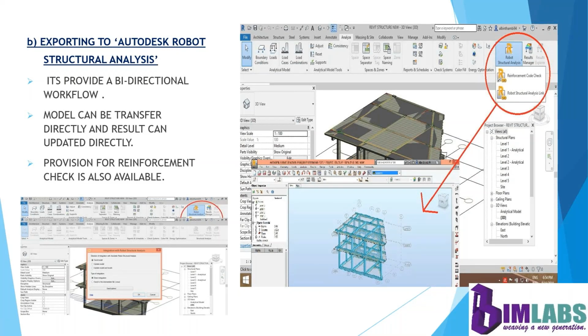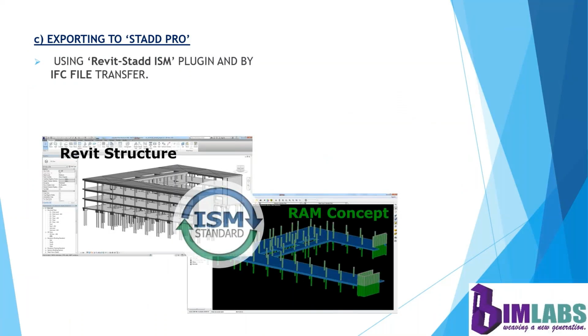So next comes Robot Structure. This plugin is also available in the Autodesk App Store. In that you can just export the model from Revit Structure to the Robot Structure file. You can analyze and design in Robot Structure. It is also similar to STAAD and ETABS itself. So if you want to export it to STAAD Pro, then you have an option called ISM standards. Then you can export it to STAAD Pro also.